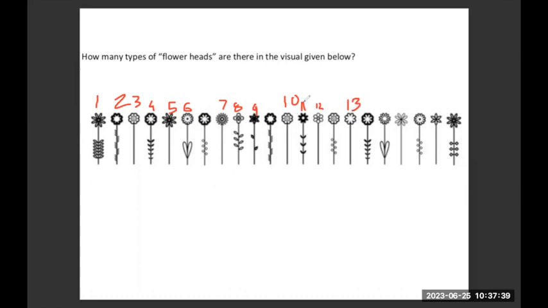Sorry, I made a mistake with the tenth. Yeah, eleven. This would be the twelfth one. And the last one, which is the unique one, is fourteen.